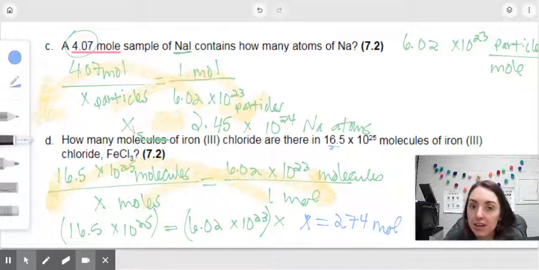Remember, you don't need your periodic table. All you need is Avogadro's number, 6.02 times 10 to the 23rd particles for every mole.